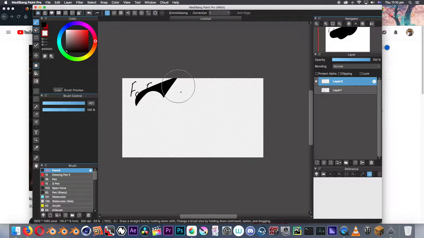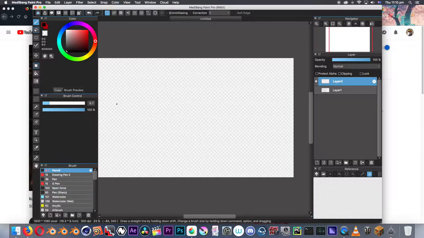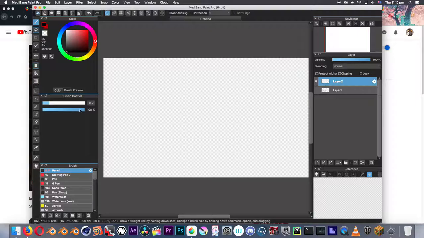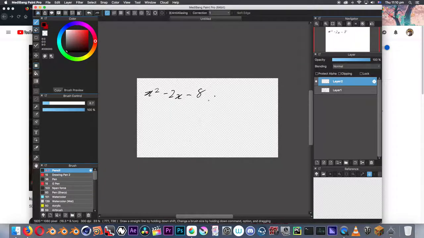Get my alpha brush. Alpha is basically like a green screen channel. There's RGB and then there's alpha, the channels in PNG. Anyway, I'm gonna write down this trinomial. So what I said earlier was factors of the first term and last term.